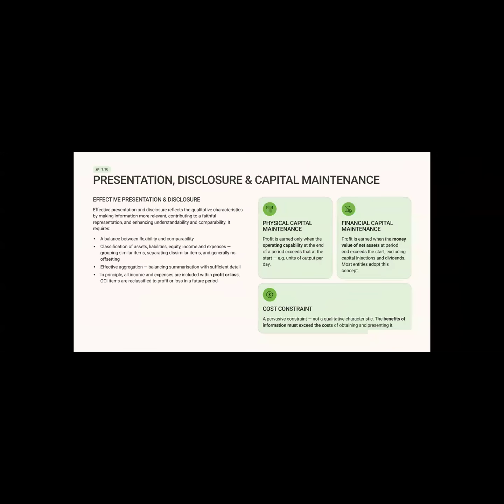Here they have mentioned a balance, a balance between flexibility and comparability. Again, when you are recording your items, those items should be flexible. ඒ කියන්නේ ඔයාට ඕනේ වෙලාවක ඒක change කරගන්න පුළුවන් වෙන්න ඕනේ. ඒ කියන්නේ land එක. Now let's say in 2025 you have recorded your land value in the historical cost basis.